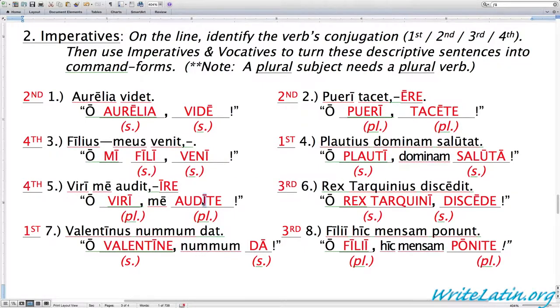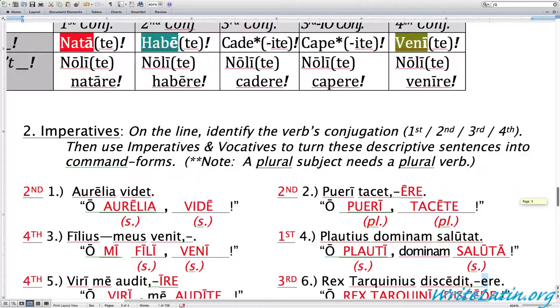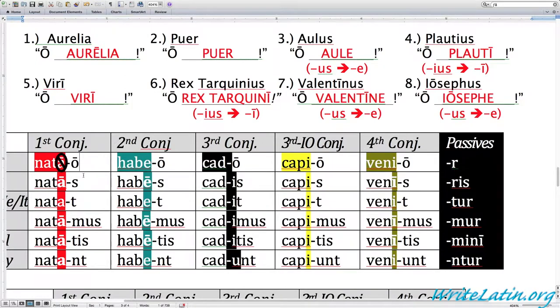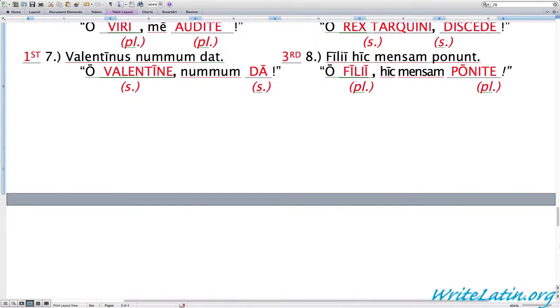And the vowel is an I, but since we have a plural, we need to put a te on the end of it. Oh, men, listen to me. Number 6, discedite. Now, discedite appears in your vocab list as discedit, discedere. And if you looked at that, you'd say to yourself, uh-oh, there's no long A, no long E, and no long I. So it can't be first, second, or fourth conjugation. Therefore, it has to be one of the third conjugations.